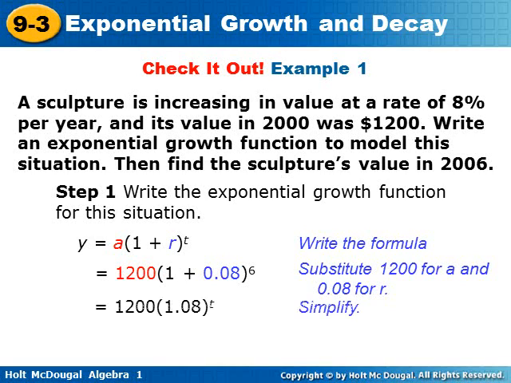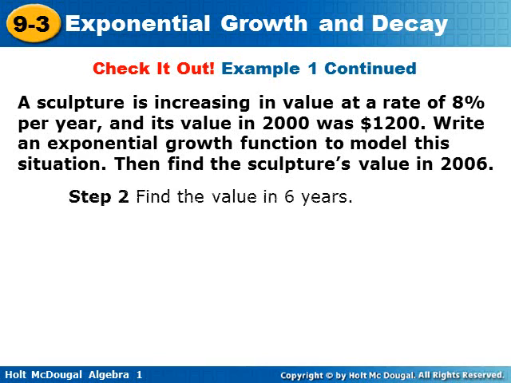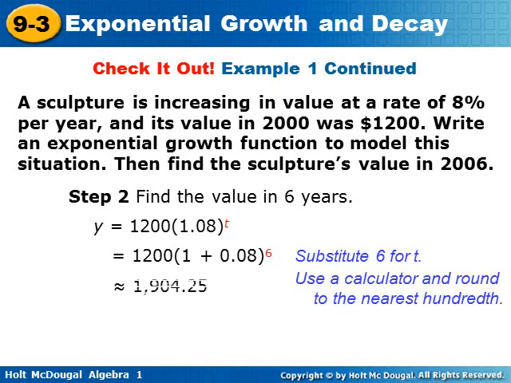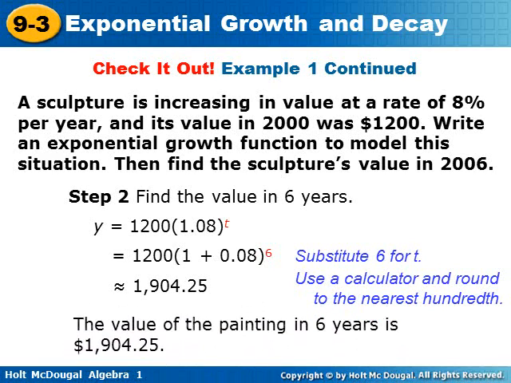So we simplify inside the parentheses, and we get 1.08. That's 1 plus 0.08. And we use a calculator, rounding to the nearest hundredth, and we would get 1.08 raised to the power of 6, and then we would multiply that by the 1,200, and we get 1,904.25. So the value of the sculpture in 6 years is $1,904.25.